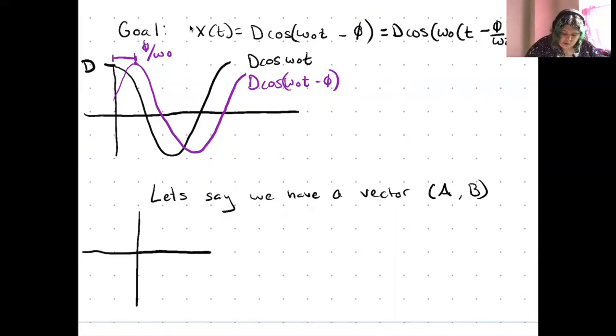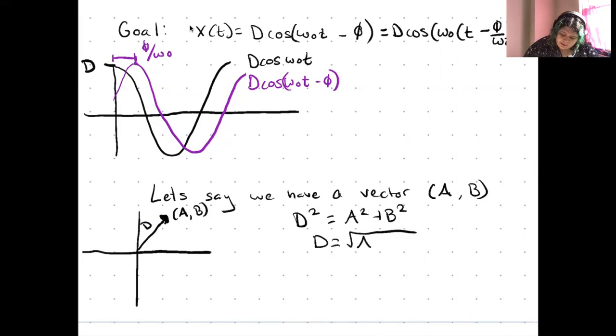So we can draw that vector. We know that that tells us how far over and how far up to go. So it goes up to the point (A, B). The length of that vector, I'm going to say is D, and we know that D can relate to A and B by using just the Pythagorean theorem here. So D ends up being the square root of A squared plus B squared.